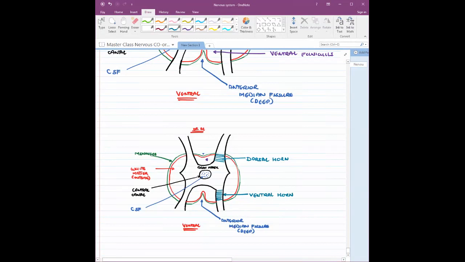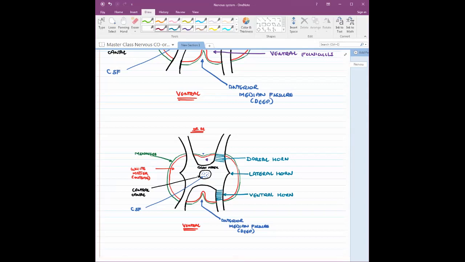But now guys, there is one more small projection over here on the lateral side. This lateral one, we call your lateral horn. Once again, the part of the gray matter present inside the white matter is called your horn. So dorsal horn, ventral horn, and lateral horn.